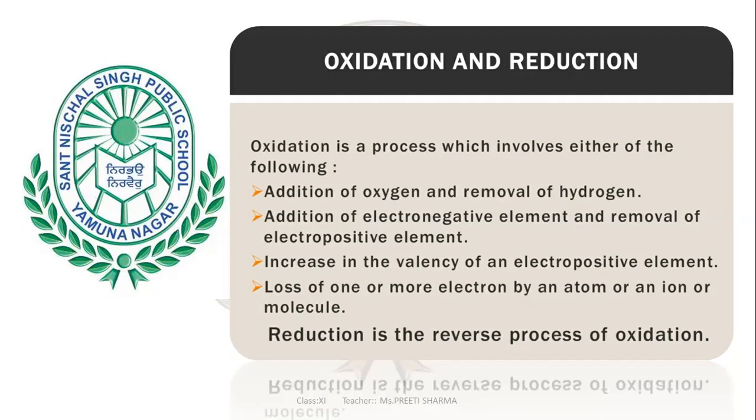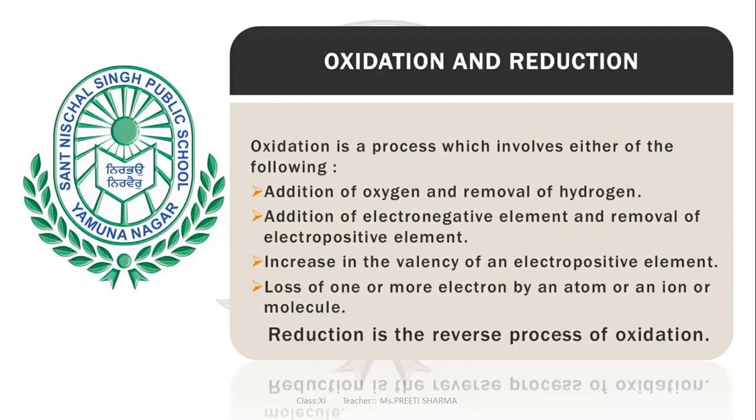Students, if there is an increase of a positive charge, suppose an element having the charge on it is 0, and after losing one electron it acquires a positive charge. It means initially it was in a 0 state, but after losing one electron, what happened? It acquired one positive charge. It means an increase in the valency of an electropositive element means the substance is undergoing oxidation, right? And the last definition is related to the electronic concept, meaning loss of one or more electrons by an atom or an ion or a molecule is known as oxidation.